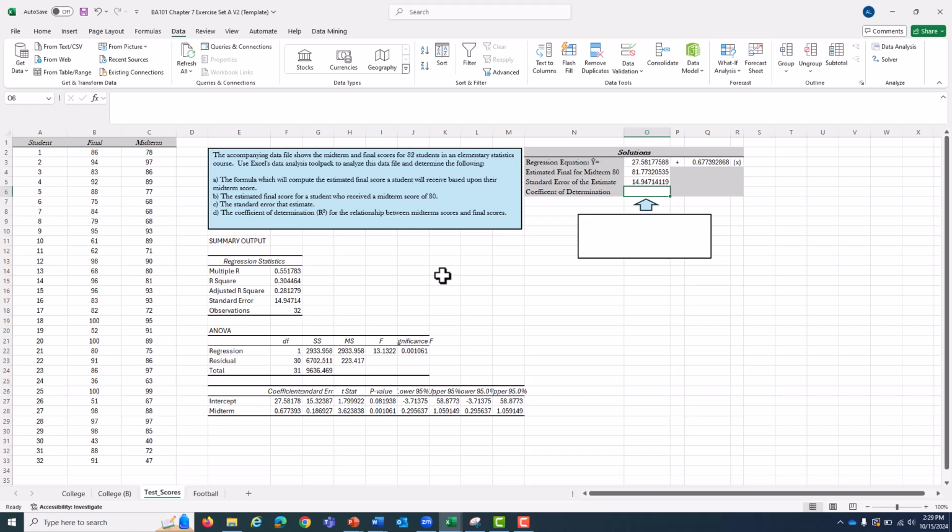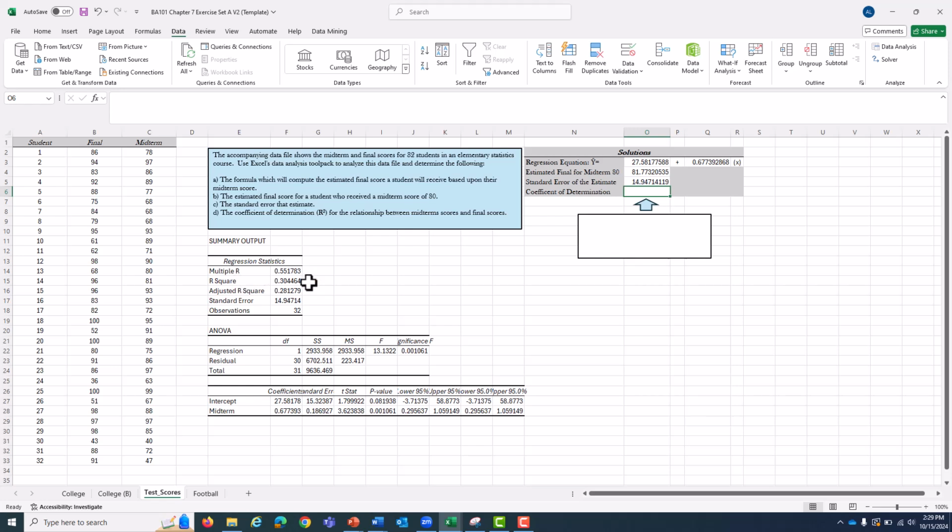Is this predictor variable that we're using, the midterm grade, really having that much of an effect on our response variable, the final grade? Well, that is the coefficient of determination. And we're going to look in the same spot that we did over here, because this is the output of our statistics for the entirety of our regression equation. And there's two of them here: R square and adjusted R square.